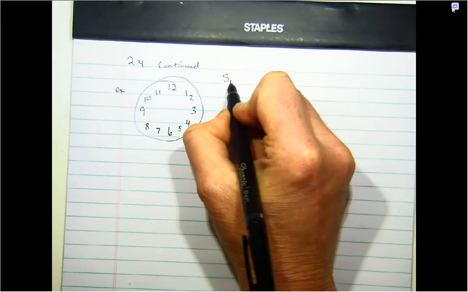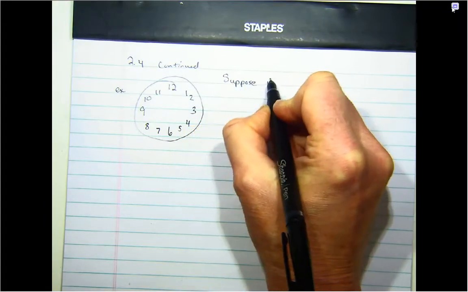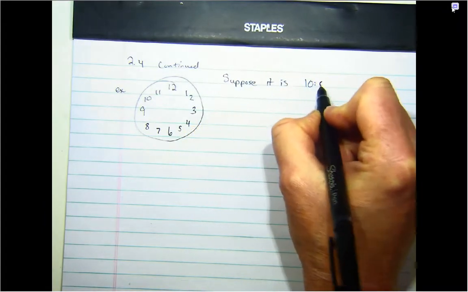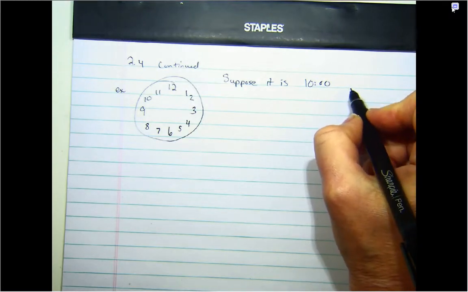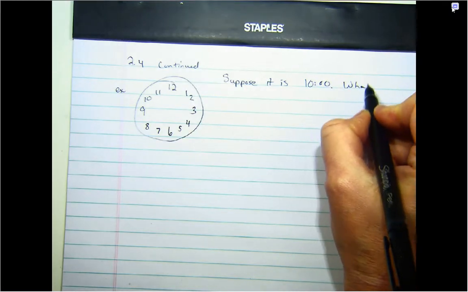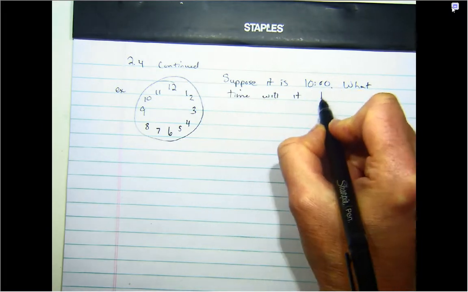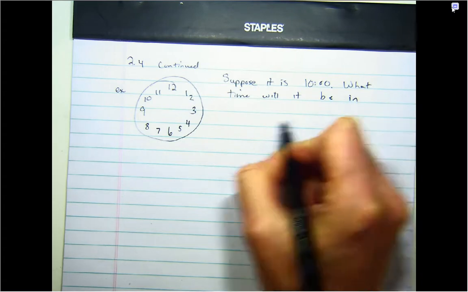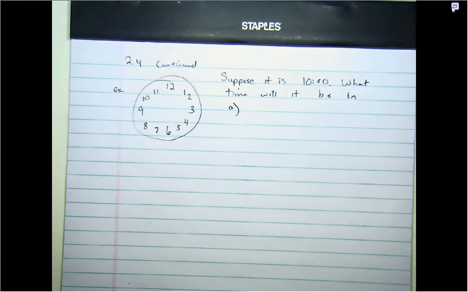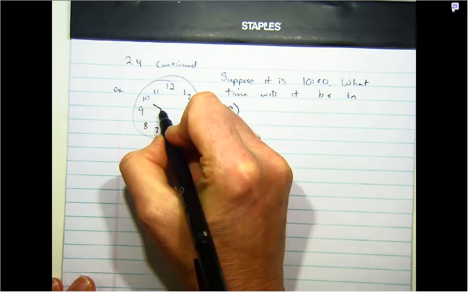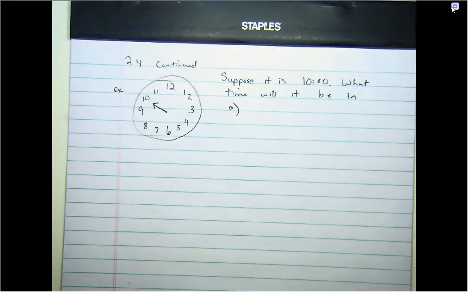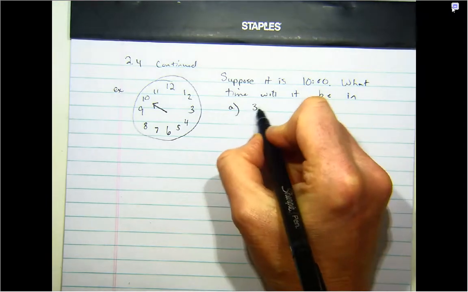So suppose it is 10 o'clock. What time will it be, and then we'll have a number of different times. So we'll start the first one off at A. Suppose it's 10 o'clock. So we'll put a little hour hand at the 10. What time will it be in 38 hours?